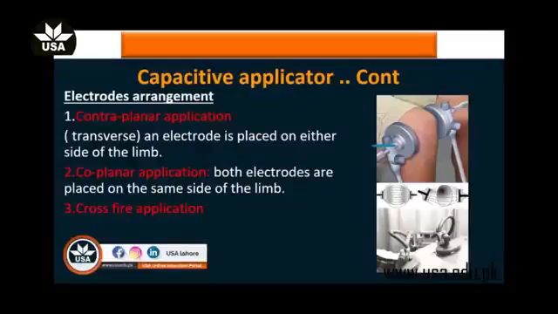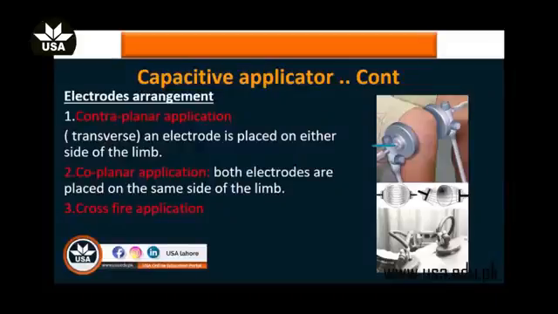Contraplanar application includes the transverse placement of the electrodes, or you can say the electrodes are placed on either side of the limb. Like in this picture, you can see the electrodes are placed opposite to each other around the knee. One of them is placed medially, the other one is placed laterally.